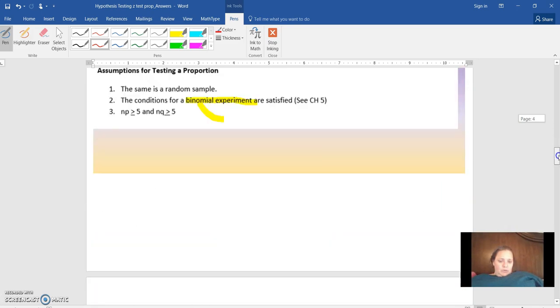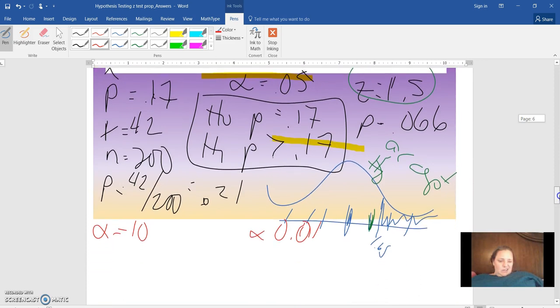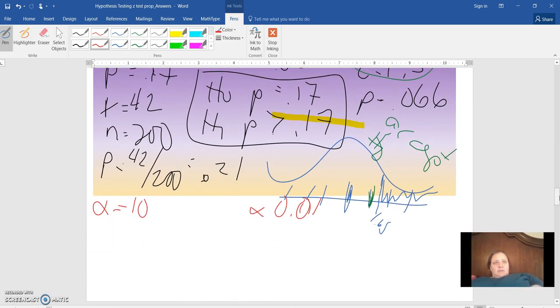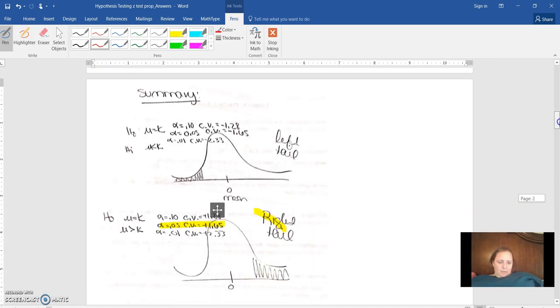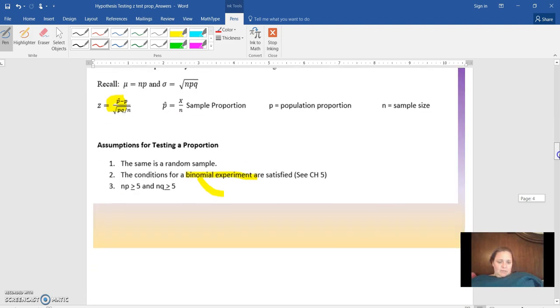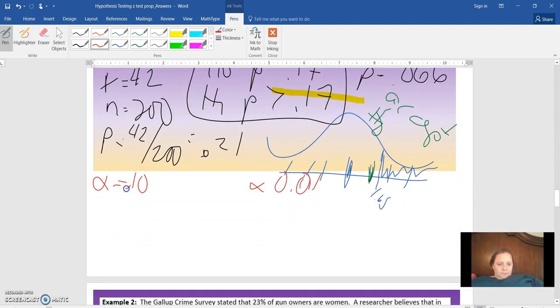1.28, 2.33, 1.28, 2.33. I already forgot it. Gosh darn. All right, let's do one number at a time. 0.1, 1.28. 0.1. CV is 1.28. 0.01, 2.32.